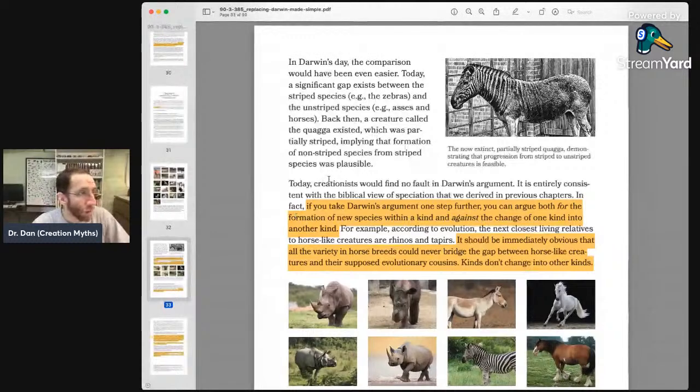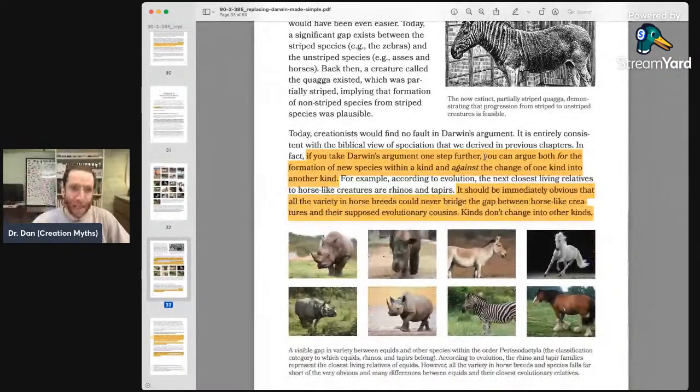So if you take Darwin's argument that we could do breeding and artificial selection, you can argue both for the formation of new species and against the change of one kind into another. It should be immediately obvious that all the horse breeds can never bridge the gap of horse-like creatures and their supposed evolutionary cousins. That's not obvious, because we're talking about two different things. In order to do large-scale changes through evolution, we're talking about genetic variation and genetic processes. He's looking at morphological, phenotypic variation. He's talking about two different things. He's making an apples and oranges comparison here and hoping the audience doesn't notice.